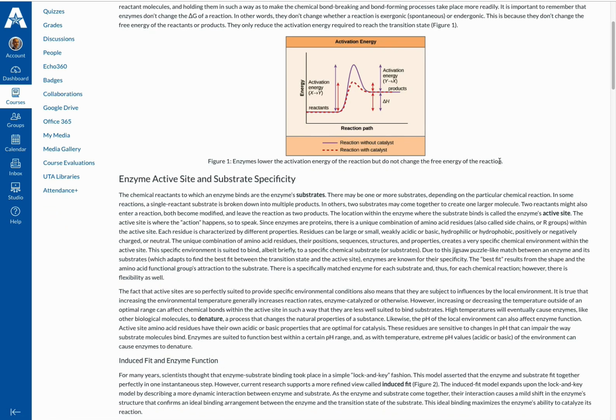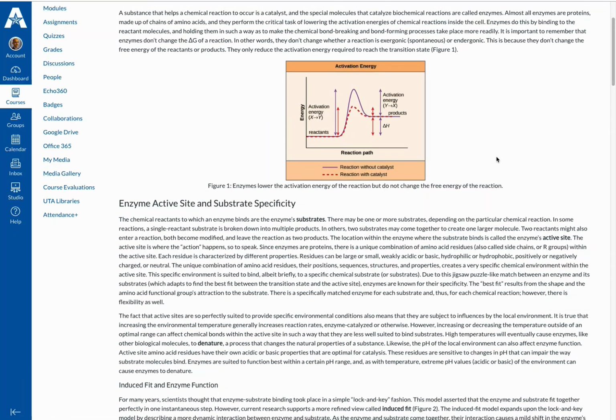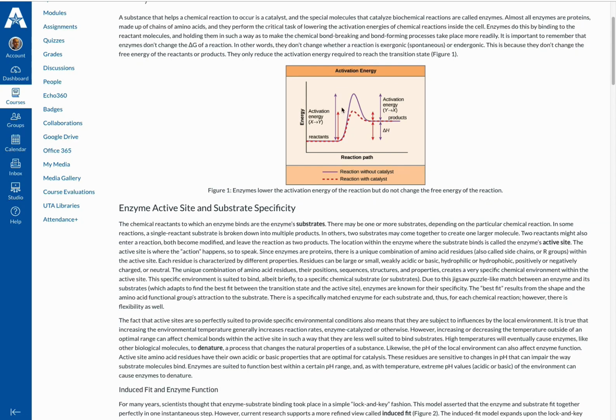Okay, let's talk about enzymes. Enzymes reduce the height of the humpy. They reduce the activation energy for reactions to take place. Without enzymes, reactions would take a very, very long time to take place. Enzymes are important to speed up these reactions by lowering that activation energy.